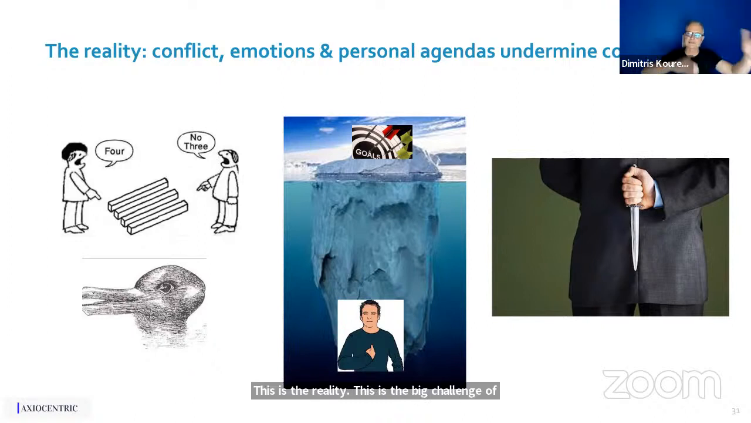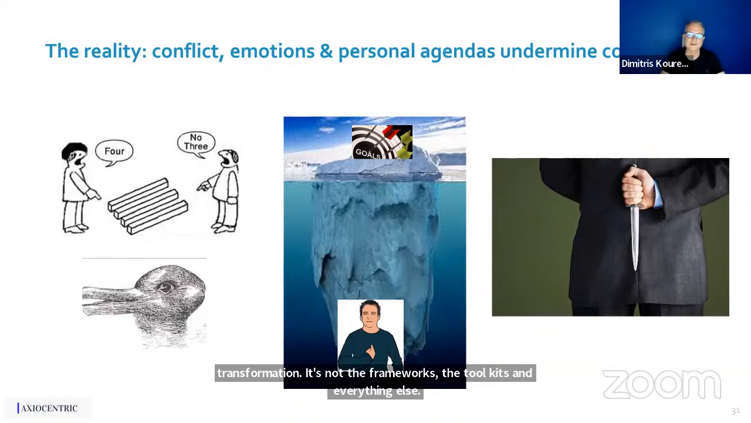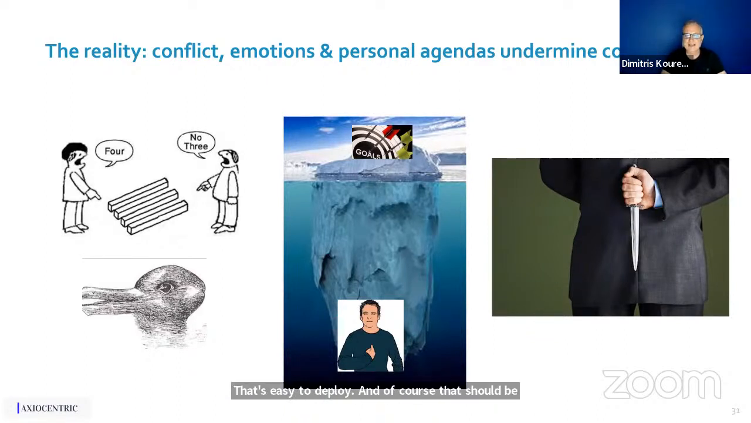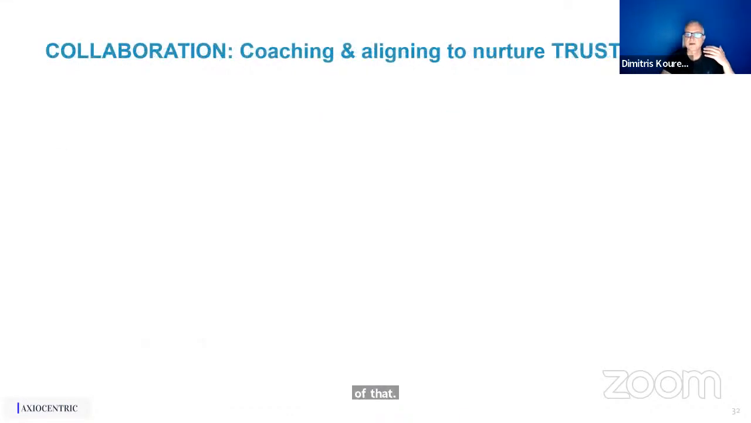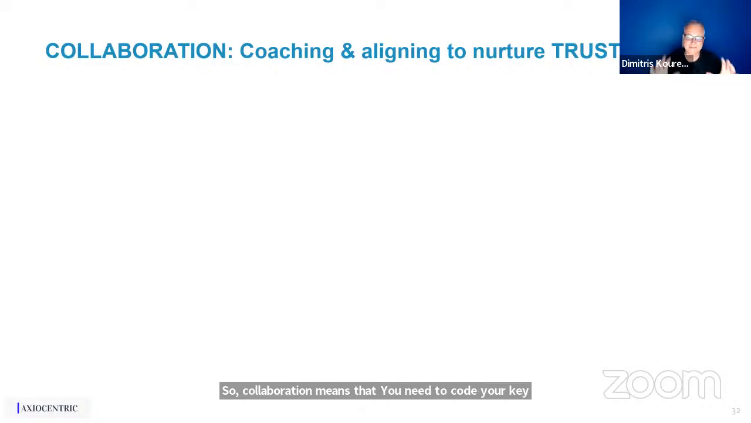It's not the frameworks, the toolkits, and everything else. That's easy to deploy, and of course that should be deployed. It's how you manage the conflict, the personal agendas, and the emotions that exist in the organization, starting from the top, from the directors, from the vice presidents, from the presidents. This is where most of the toxicity is, most of the time. So collaboration means that you need to coach your key executives, your direct reports.